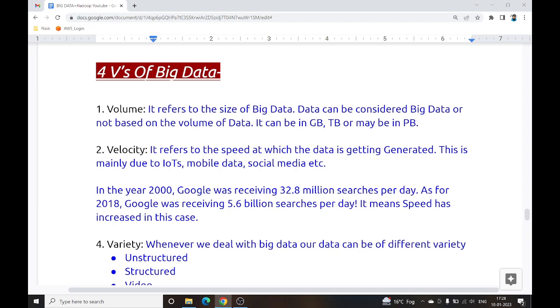So this also characterizes that the data which is getting generated from 1 lakh users is nothing but big data. In year 2000, Google was receiving 32.8 million searches per day. As of 2018, Google was receiving 5.6 million searches per day. So you can see here that the difference is very big. In 2000, Google was receiving 32.8 million searches, now in 2018, it is receiving 5.6 million searches per day. So now you can understand what big data is and how important it is in future.